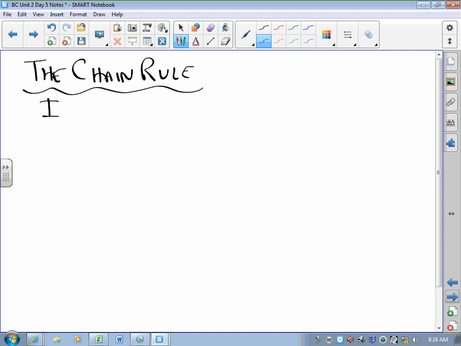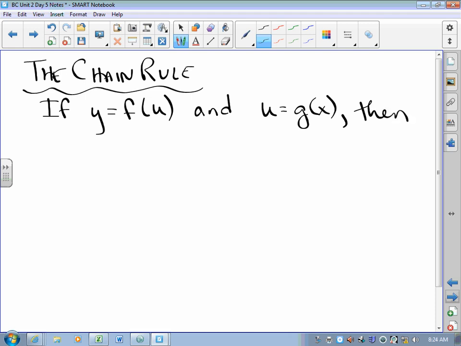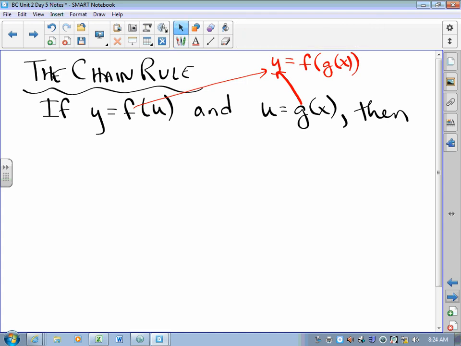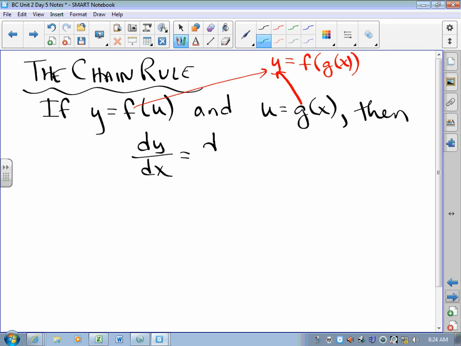The chain rule says, if y is a function of u, so y is a function of some variable, call it u, and u is some other function of x. Now, what does that mean if we put this together? This means that y is f of g of x. So y is some composite function. If you have a composite function, then the derivative of y with respect to x is equal to the derivative of y with respect to u times du dx.